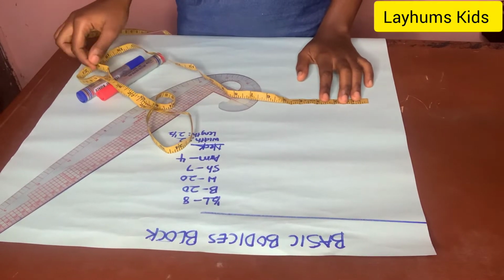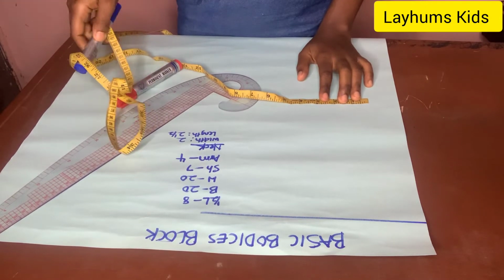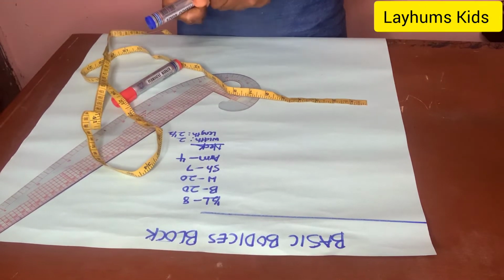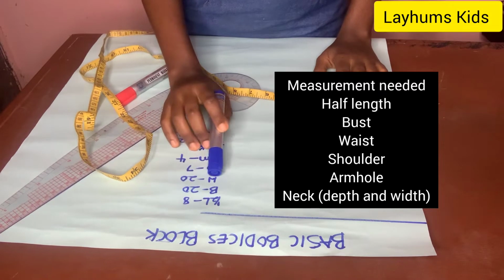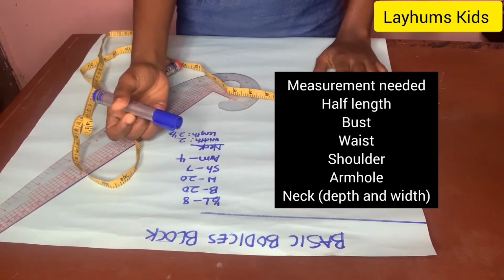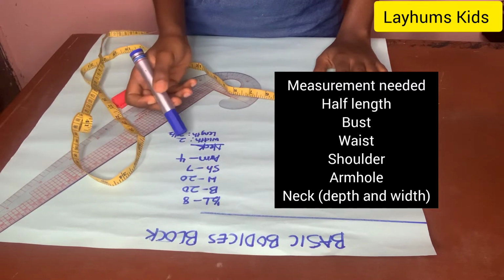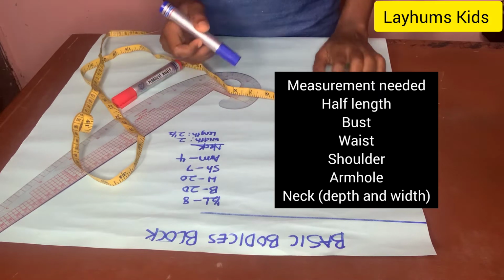In today's video I will show you how to draft a basic bodice block. So what I need: my half length, my bust measurement, my waist measurement, my shoulder, armhole and neck, the neck width and length.